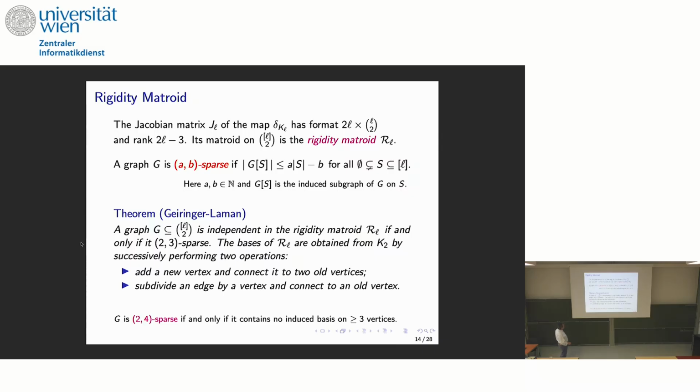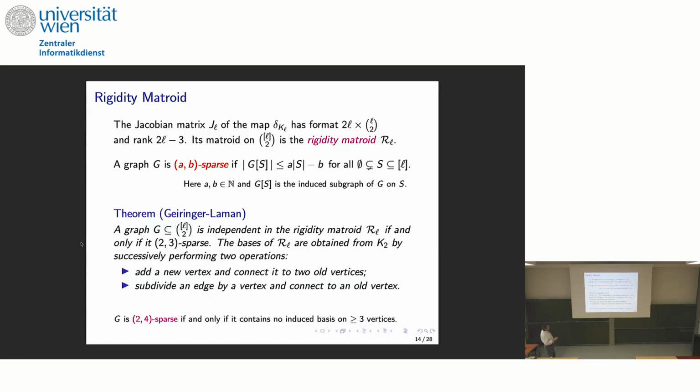Now this matrix has rank 2L minus 3, and the minus 3 is because I have the Euclidean group acting on this. So if I have points in the plane and I move them around by rotations or translations, then the distances don't change. So I have the minus 3, this is simply the group of Euclidean motions in the plane. Okay, and this defines the rigidity matroid. So this is a matroid on (L choose 2) elements of rank 2L minus 3, and it's studied by many people.